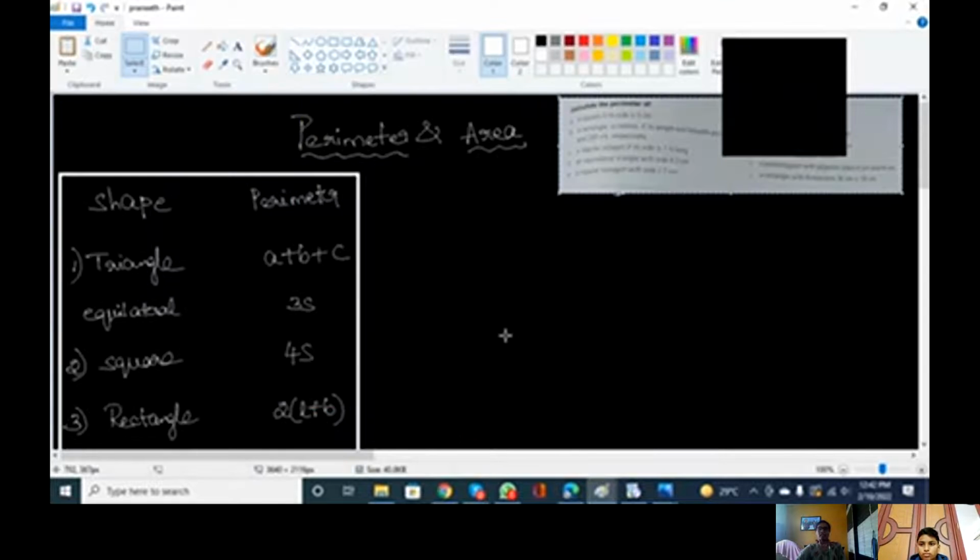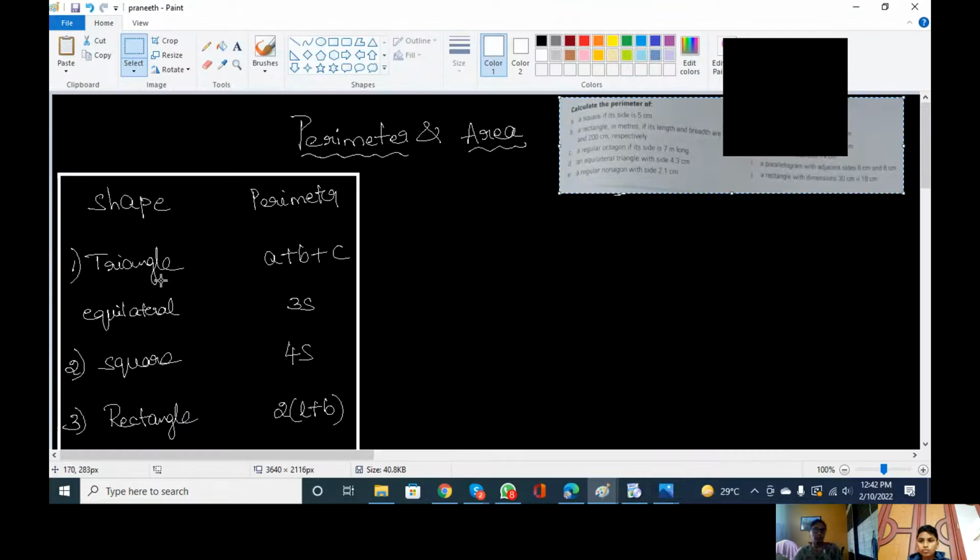Let's get started. Before doing that, we will recollect the main formulas. For the different shapes, the triangle perimeter is the sum of all its sides, a plus b plus c. If it is an equilateral triangle, each and every side is the same. If each side is s, then s plus s plus s. Since a triangle has three sides, it is 3s. In the same way, for a square all the sides are equal, so 4s.